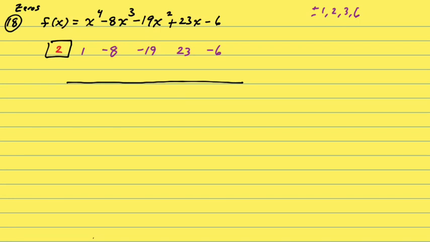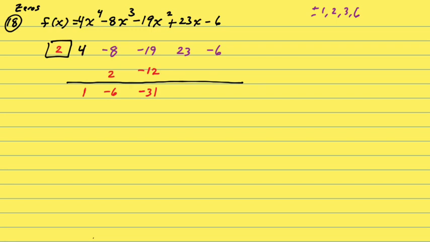Let's try a positive 2. Bring the 1 down, multiply. 2 times 1 is 2. Put it here and add. Multiply is negative 12. Put it here and add. What is that? Negative 31. This doesn't seem to go to 0 either. Bear with me. Okay, I made a mistake in the way I wrote it down. This should be a 4x to the 4th.